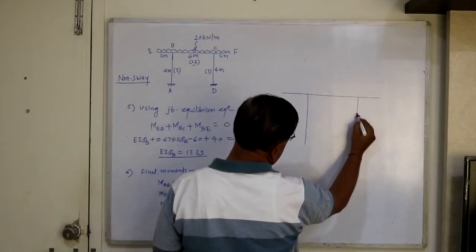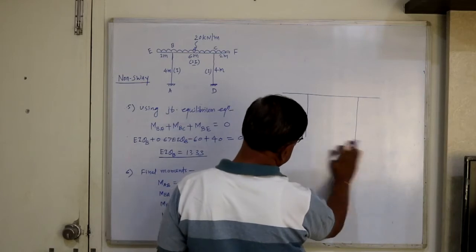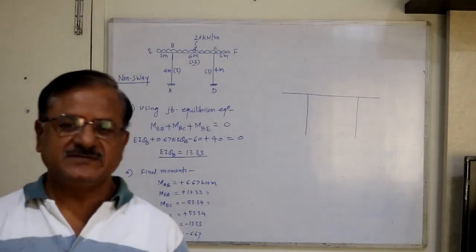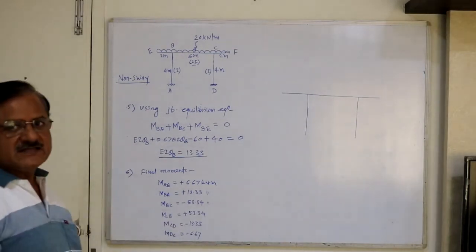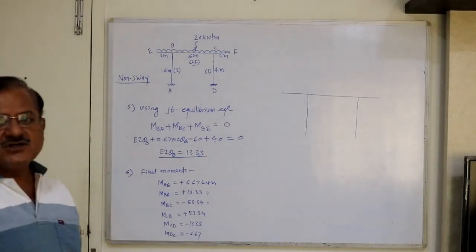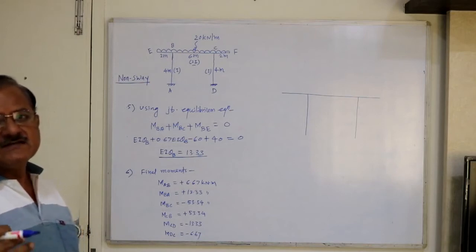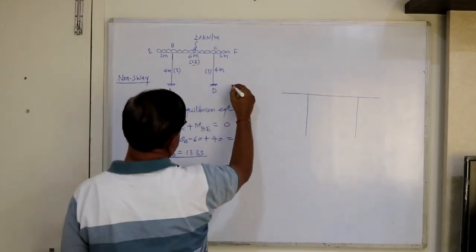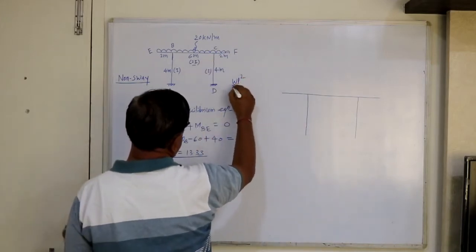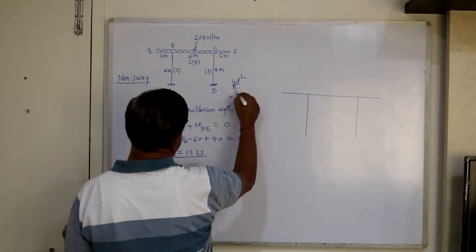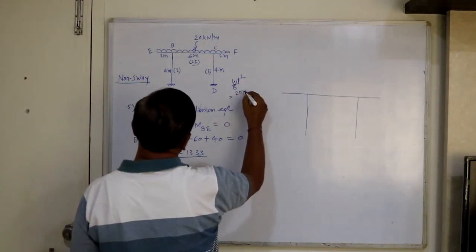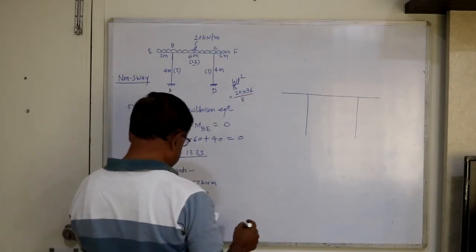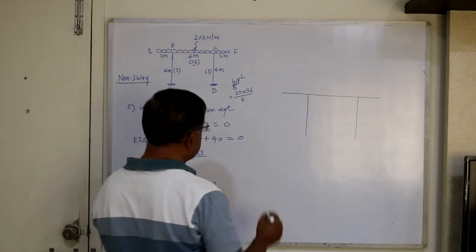Don't show any loading and supports. So you take this frame as a reference line. First draw the BMD due to loading, similar to beams. Due to loading, this UDL, WL squared by 8, gives the maximum bending moment at the center. W is 20, L squared, that is 36, divided by 8, and I think this value you will get is 90.